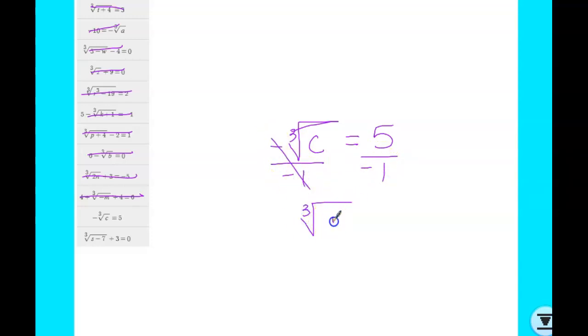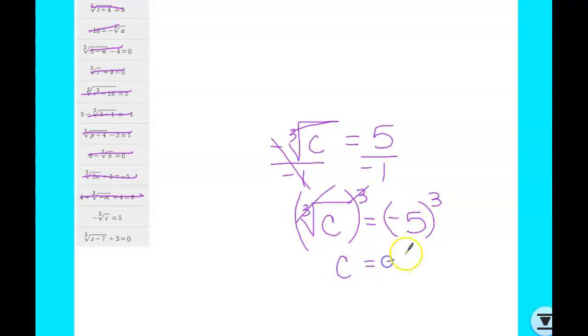All right, next one, we have the negative cube root of c is equal to 5. Again, I don't want this to be a negative, so I'm going to divide by negative 1 on both sides. So that gives us the cube root of c is equal to negative 5. We're going to cube both sides, and we get c is equal to negative 125.